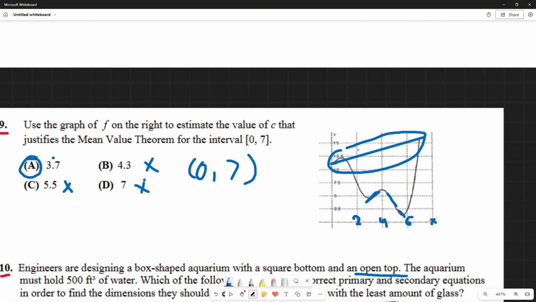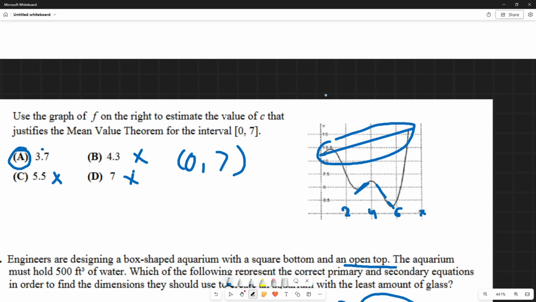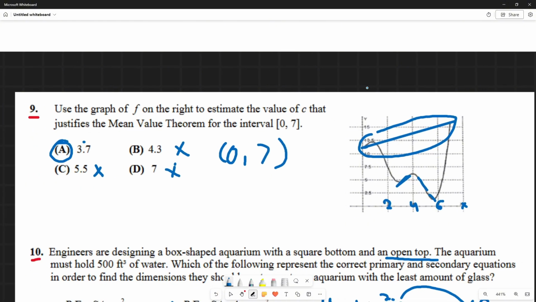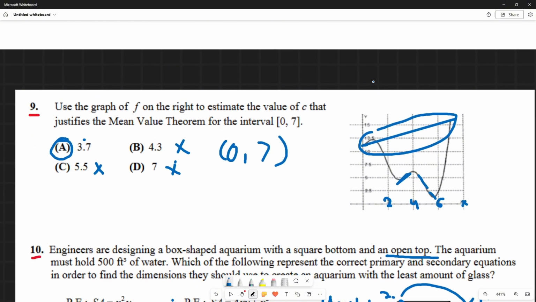So this blue slope that I circled, we know the slope is positive. We don't know what the exact slope is, but we know it's a positive slope. So it's basically just asking us what value of c will have the same slope, or just the value of x.